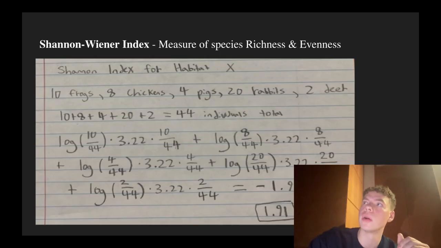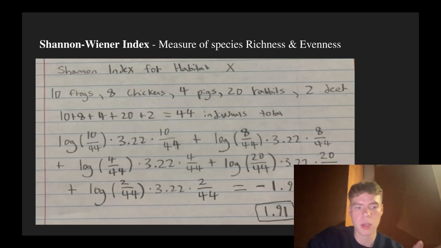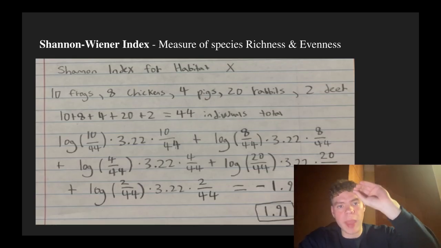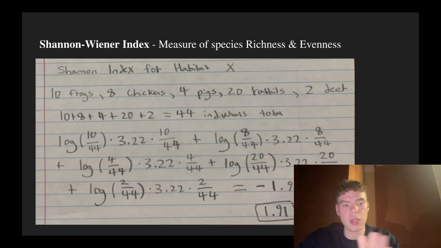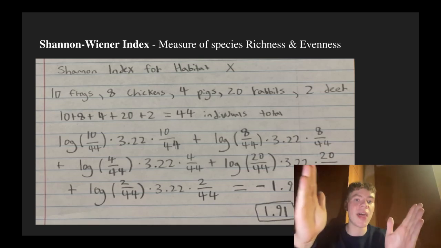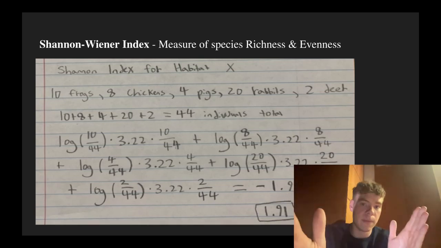What's the word I'm looking for? It's a constant. It's just a constant you're going to have to use. So log of the number of organisms for X species divided by the total amount of organisms in the environment, multiplied by 3.22, multiplied by that same fraction again.